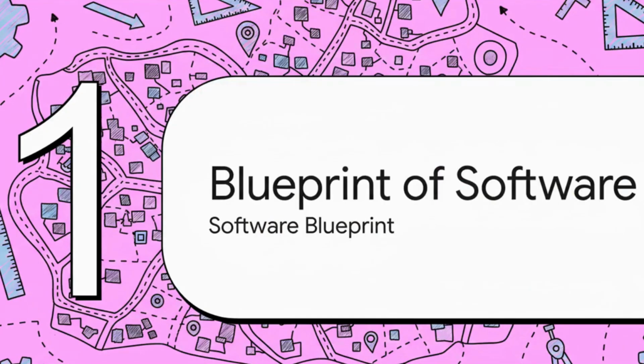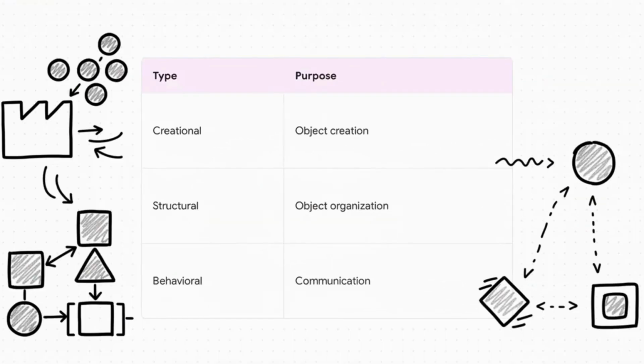All right, let's kick things off by laying out the map of the territory with Section 1, the blueprint of software. We're going to be conquering 3 fundamental pillars today, categorized by their core purpose. First up, creational patterns. That's all about how we create objects efficiently. Second, structural patterns, which dictate exactly how we organize those objects and classes. And third, behavioral patterns, which completely govern how those objects actually communicate with each other.